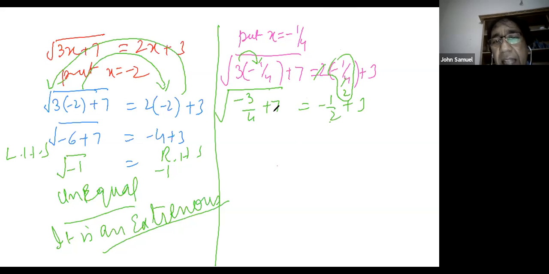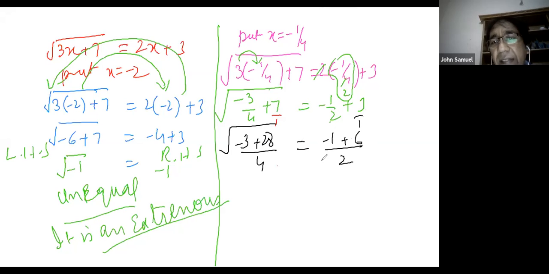Here we will take the LCM. Understood what we have here? We have 1 here. So we will take the LCM here. 4 is the LCM. Then we can write -3 plus 4 times 7, which is plus 28. Similarly we'll take the LCM here. 1 is here, -1 plus 2 times 3 is 6. So on this side we are getting 6 minus 1, which is 5/2. And on the left hand side, 28 minus 3 gives the square root of 25/4.